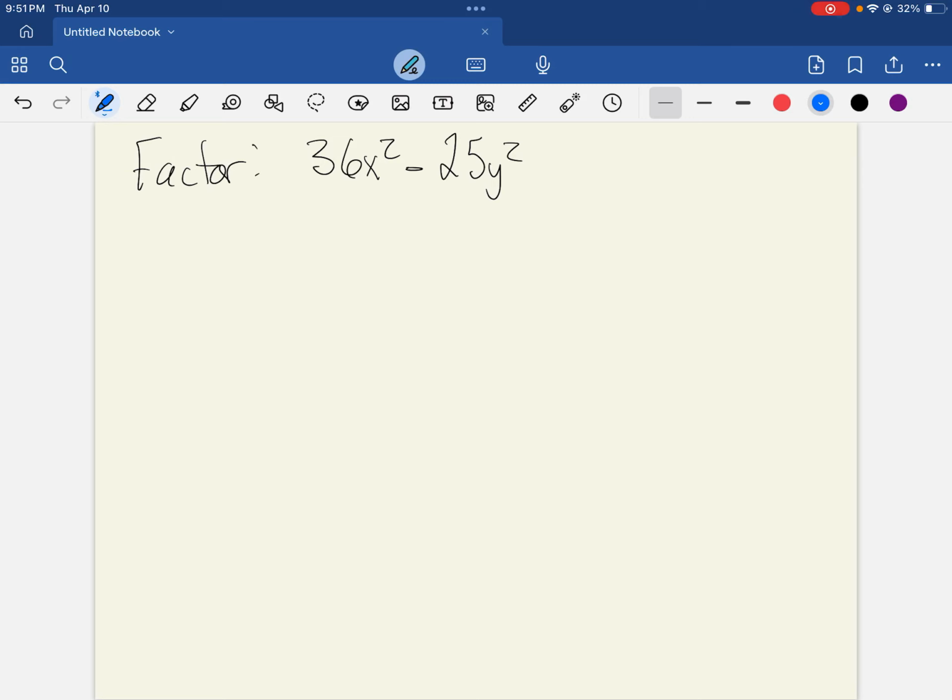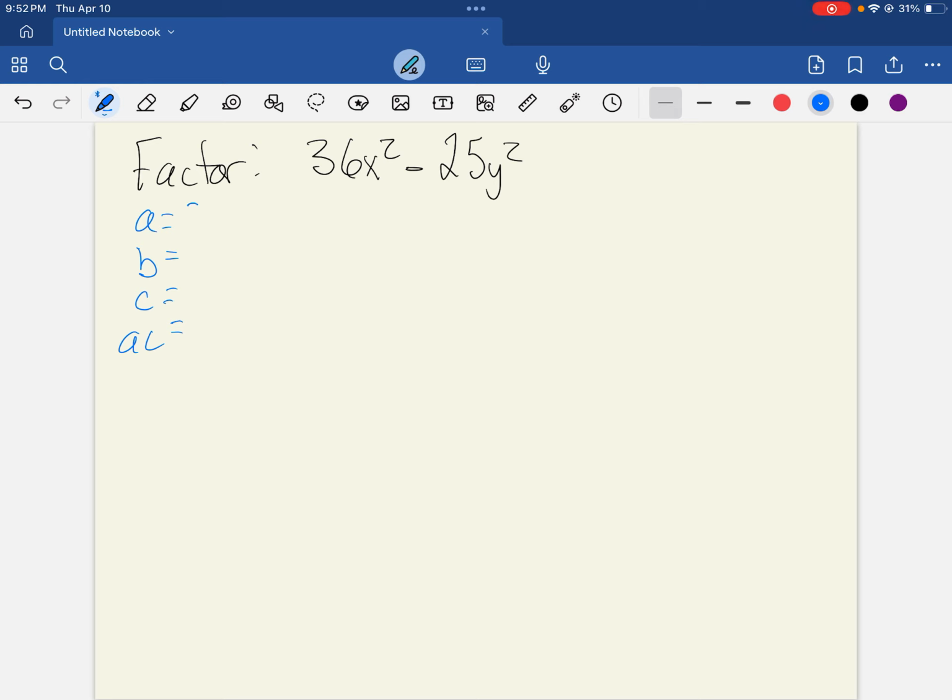Okay, in this problem, we're going to talk about how we would factor this binomial, 36x squared minus 25y squared. It looks different, but it's going to be done the same way. So the first thing I'm going to do is go ahead and write down what my A, B, C, and AC values are. I know there's also two variables in this problem. We're going to deal with that at the very end.